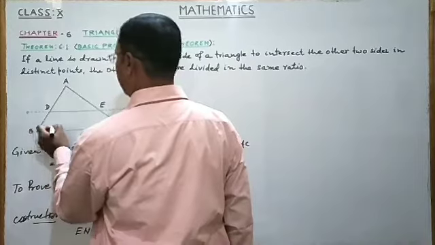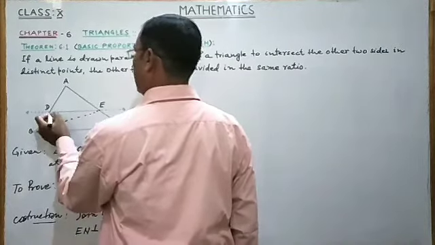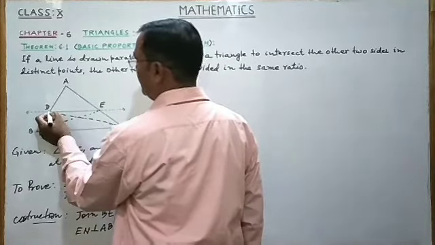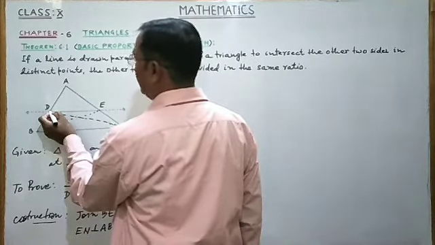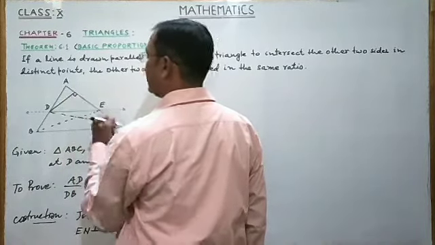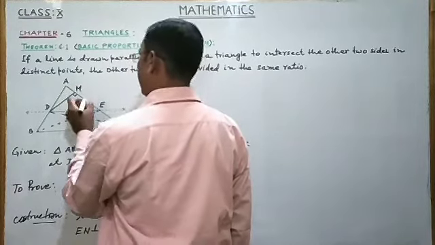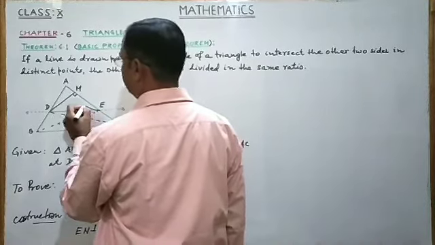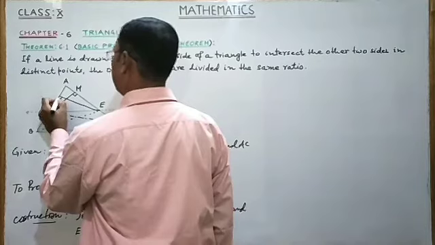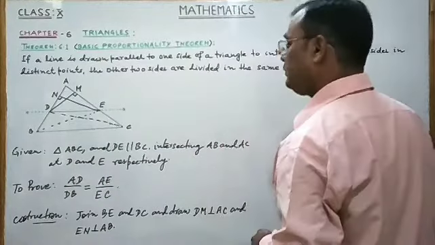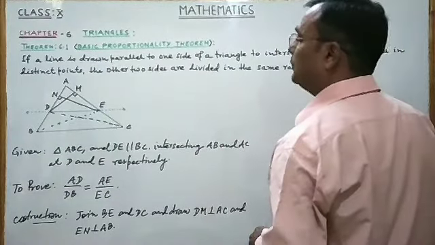Join BE and DC like this, and from this point D draw perpendicular DM to AC, and from this point E draw perpendicular EN to side AB. Now we shall start the proof.